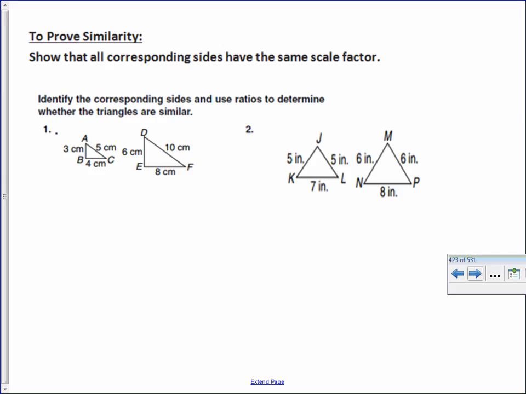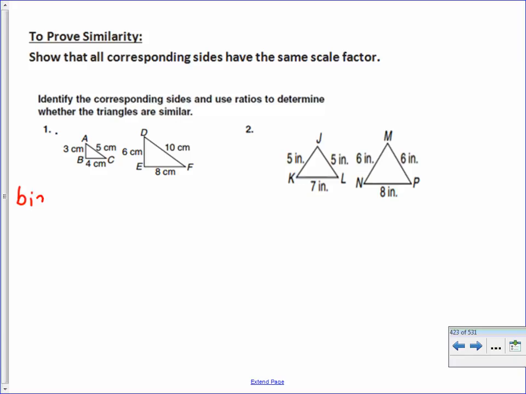Let's go to the next page. I'm now on page 86. I want to now show that all of my sides are in proportion. You have to do this for every single side length. So I'm going to use my proportions and I'm going to use my words. Big over small equals big over small. We have to do every side length.